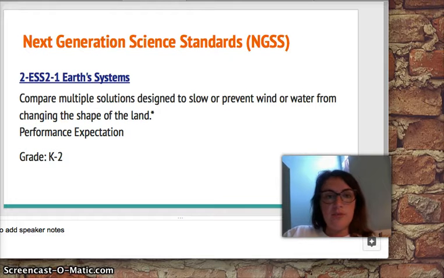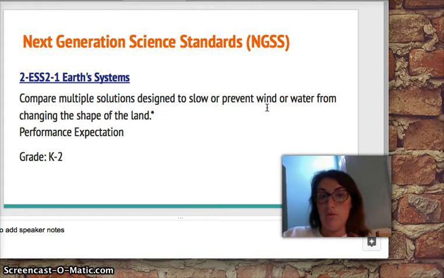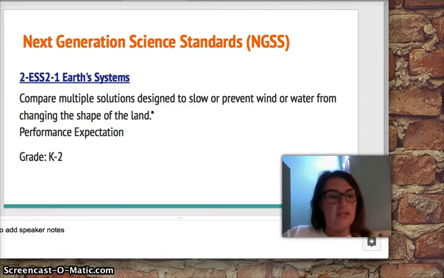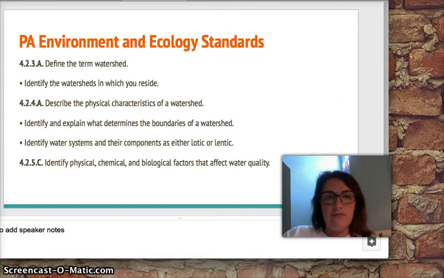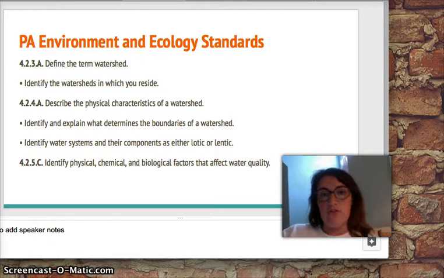The standards that I had pulled was one for K to 2, and that is all about developing solutions to prevent wind or water from changing the shape of our land. And also I had found some for 4th grade with your PA environment and ecology standards that really focus on watersheds.